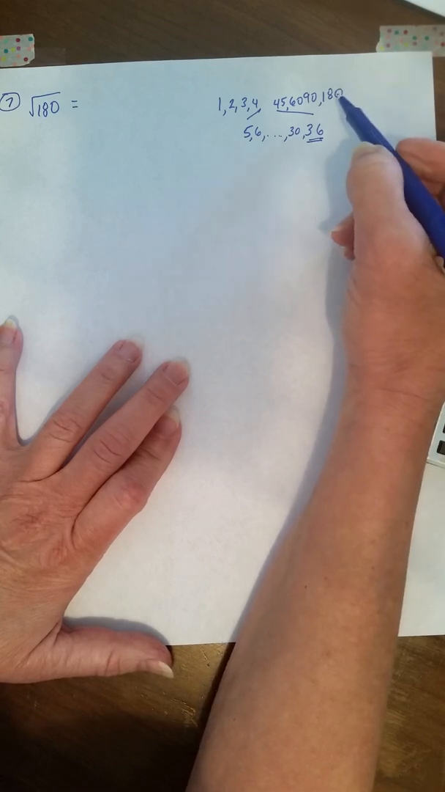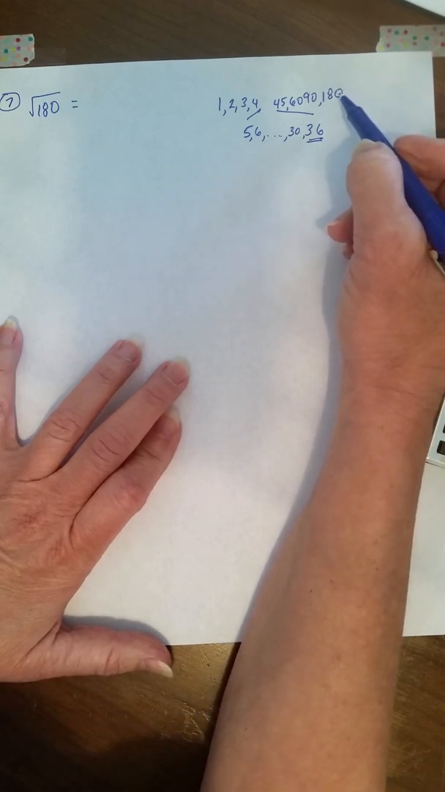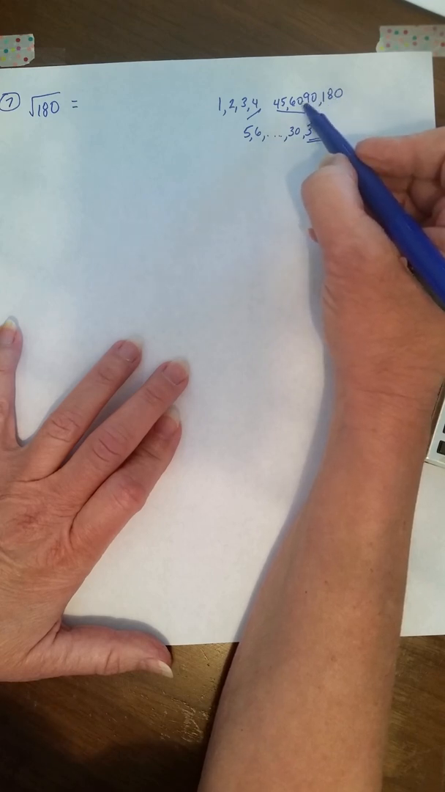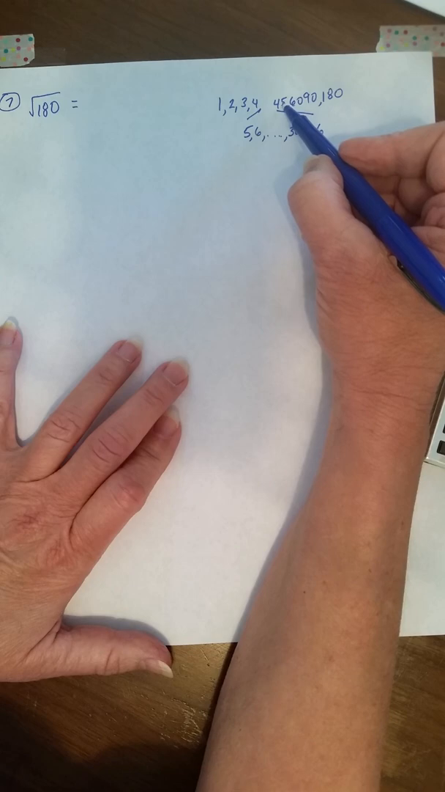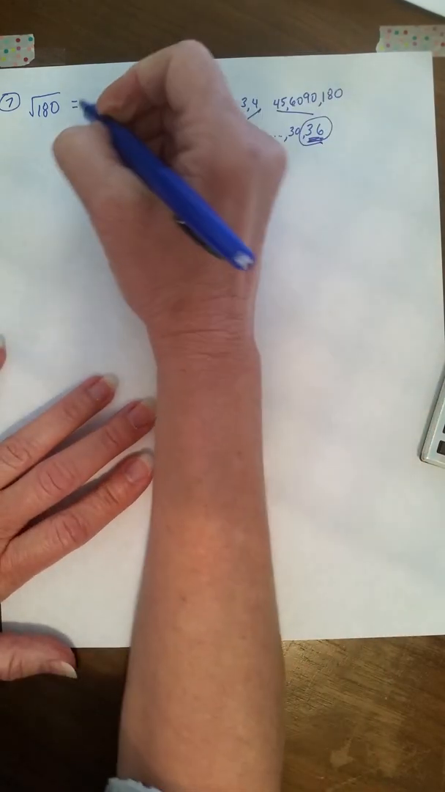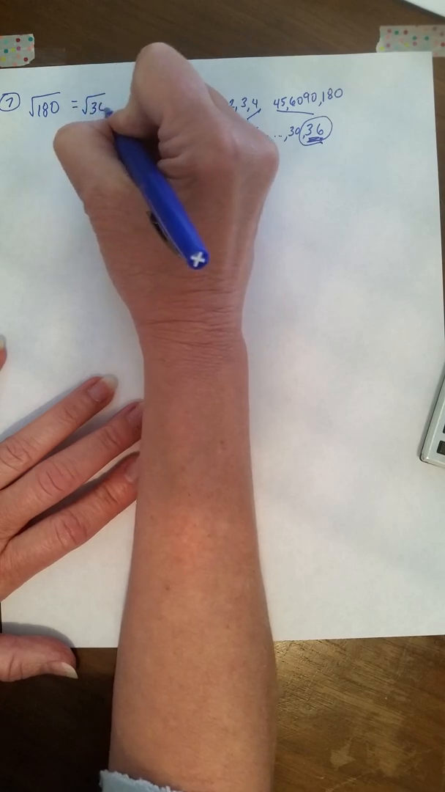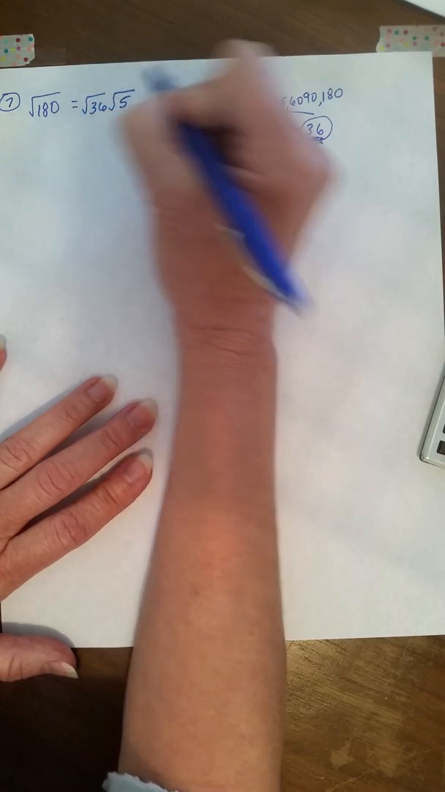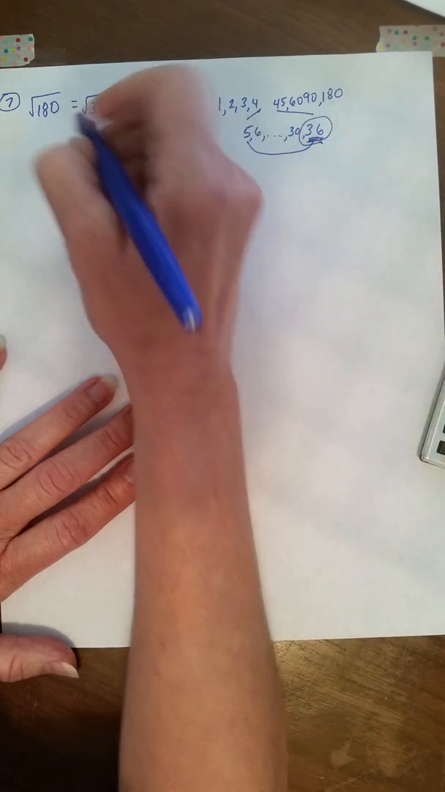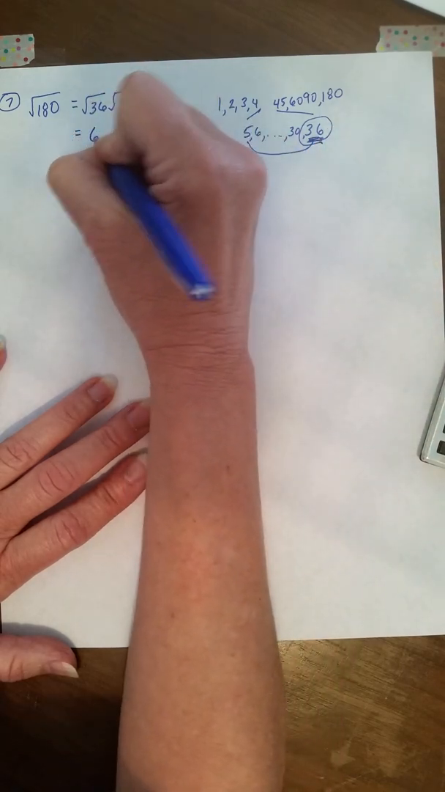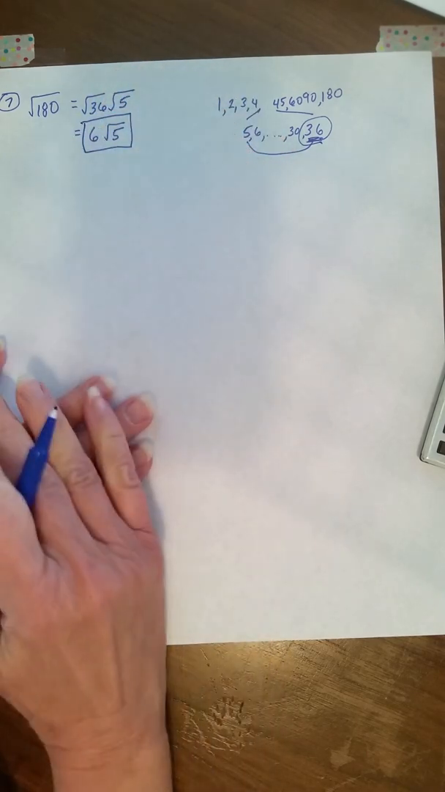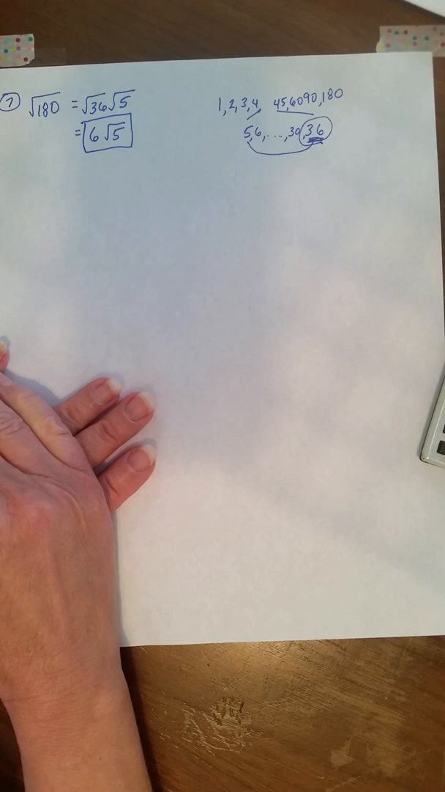And if I look at my factors of 180, 180 is not a perfect square, 90 is not a perfect square, 60 not a perfect square, 45 not a perfect square, but 36 is a perfect square. So I can split this up as 36 and 5, because remember 36 times 5 was 180. Now the square root of 36 is 6, and I'm left with the root 5, and that's going to be our final answer, 6 root 5.